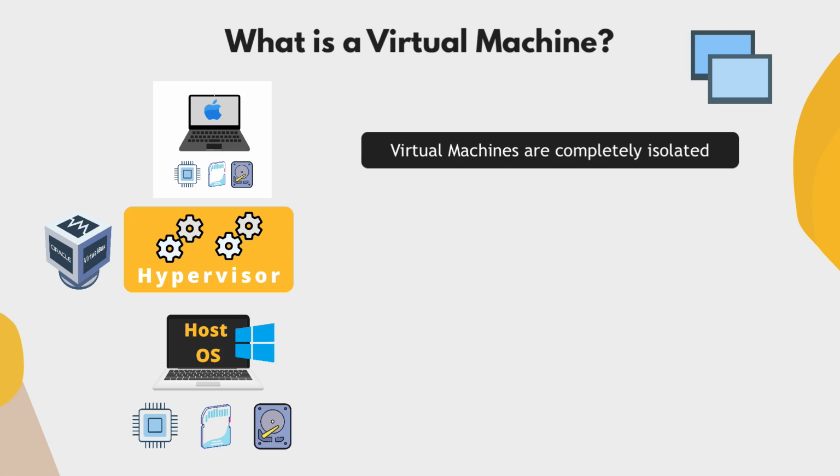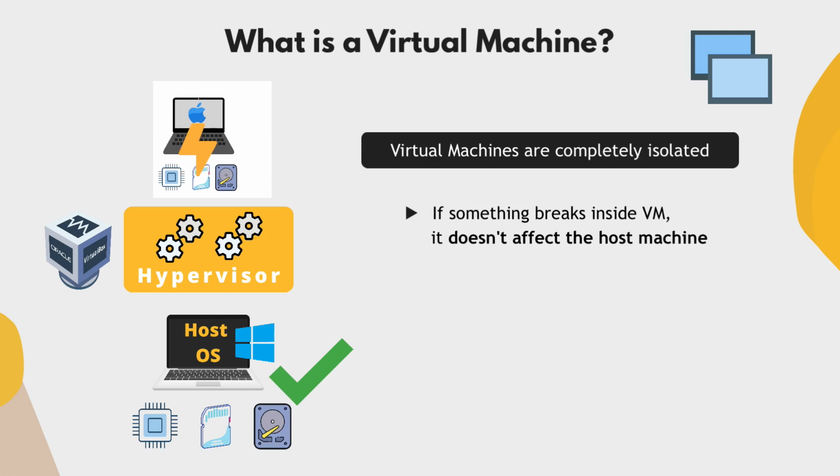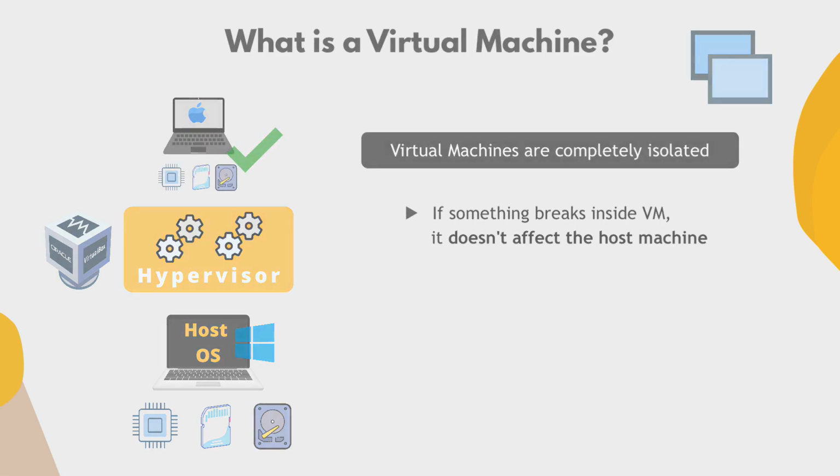And that separation is actually great because if something happens to that virtual machine, something breaks inside or someone hacks inside that virtual machine, it won't affect the main operating system. The main OS probably won't even know that the VM has some issues, and it doesn't care. So when this happens, you can just delete that VM and create a fresh new one super easily.